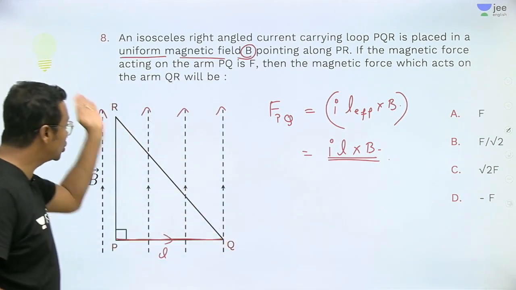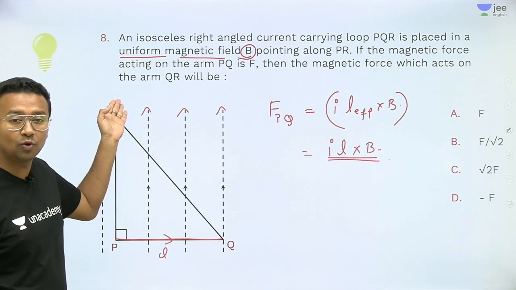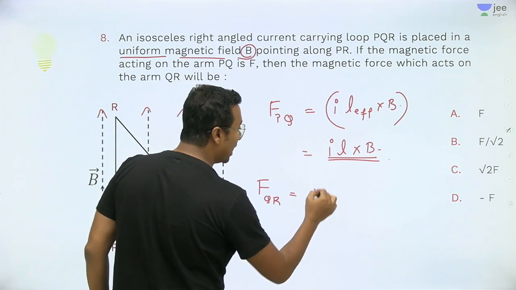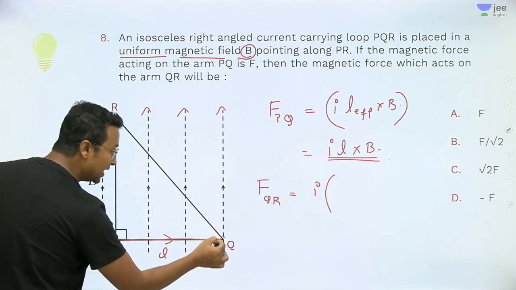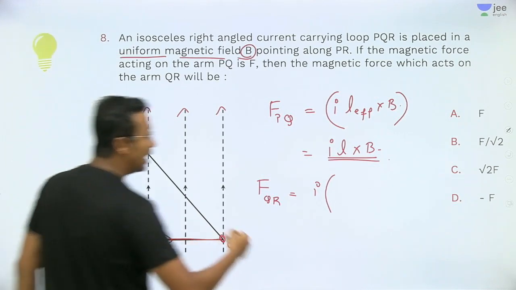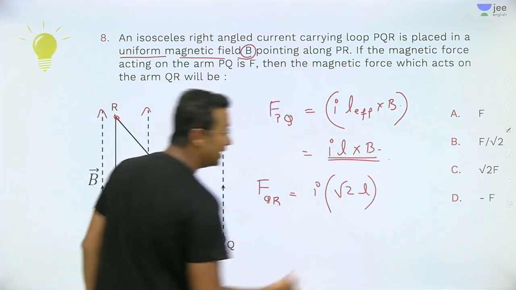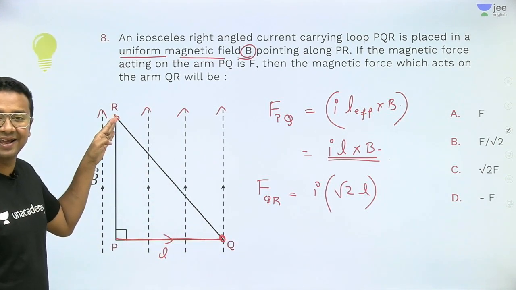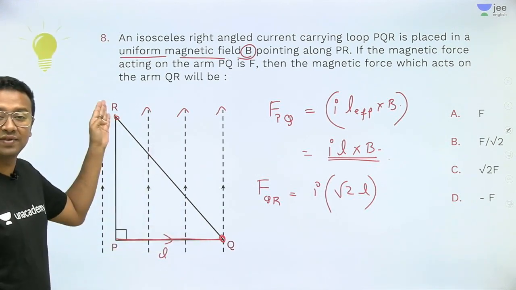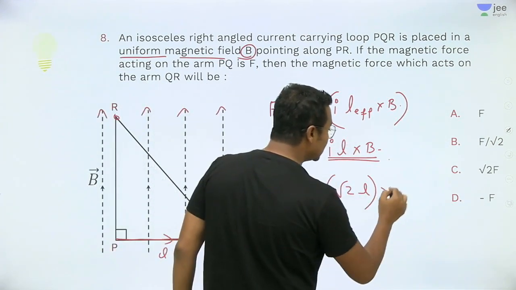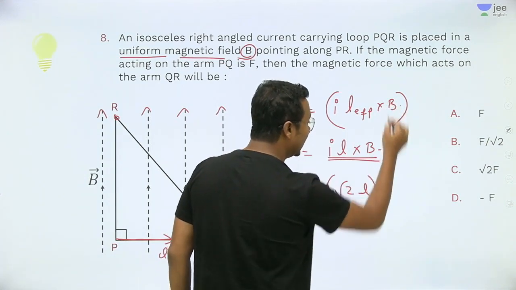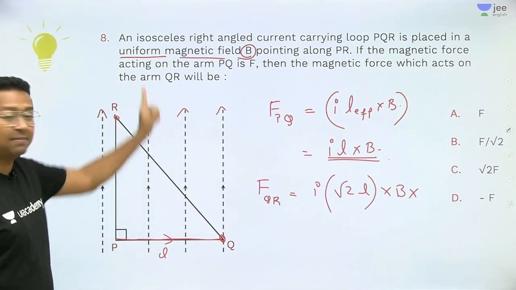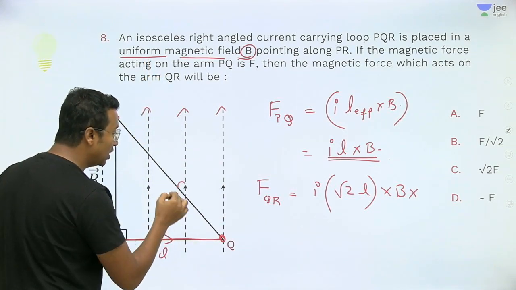Now, let us look at the force on QR. So, the force on QR is equal to I. Now, L effective is the distance from this point to this point. How much will it be equal to? Root 2 times L, because this is the hypotenuse of this right angle triangle, isn't it? This will be multiplied by magnetic field B, and what is the angle between the length and the magnetic field? It is going to be equal to this angle theta.